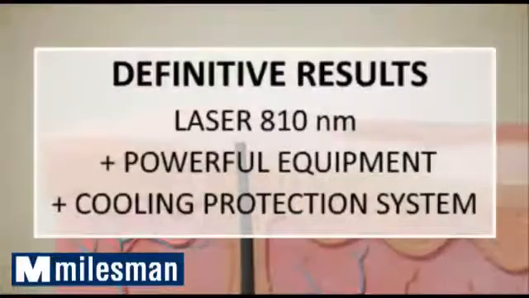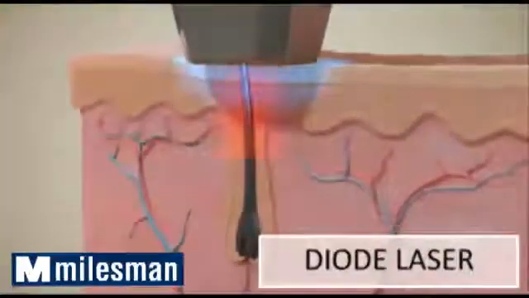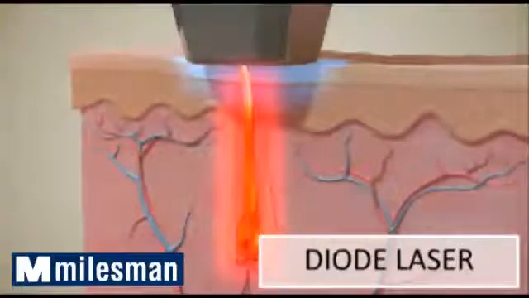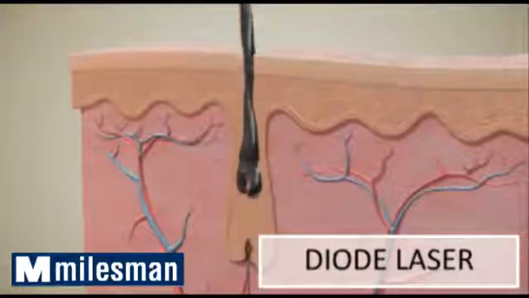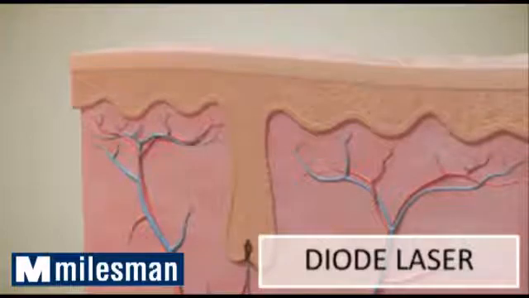In summary, therefore, to achieve permanent hair removal, a powerful 810 nanometer diode laser is needed that first cools the skin and then emits enough energy to heat up the hair and to destroy the hair cells. After a few days, the hair is expelled through the skin and never grows again.